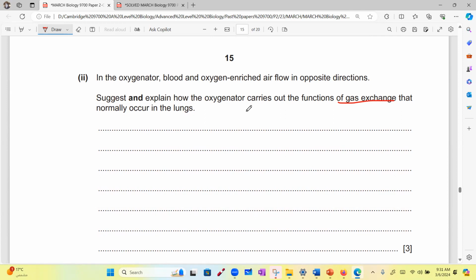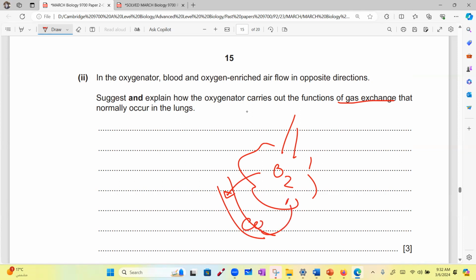What did we say in the first answer? Alveoli. Alveoli does gas exchange, and we have adaptations of alveoli. You need to mention two factors: the direction of the movement of the gases and the adaptation. Oxygen will move from the alveoli to the surrounding what? Capillaries by diffusion. And the CO2 will move in the opposite direction.